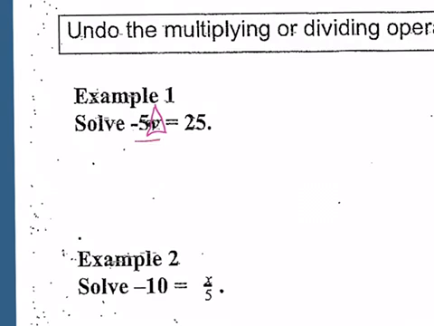So divide by negative 5 on both sides of your equal sign. What you do to one side, you do to the other side. I do it to the first side to cancel it out. So if I'm dividing a positive by a negative number, what's my answer going to be? Negative. And 25 divided by negative 5 is? Negative 5.